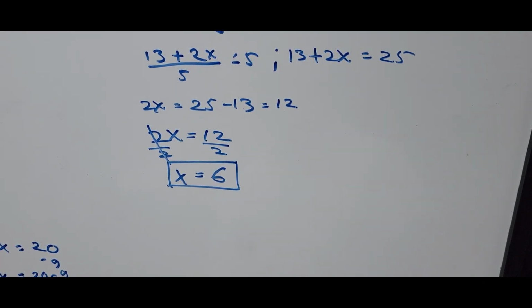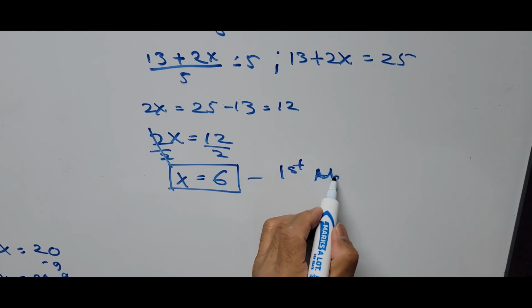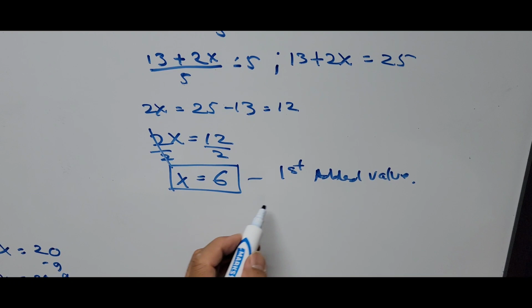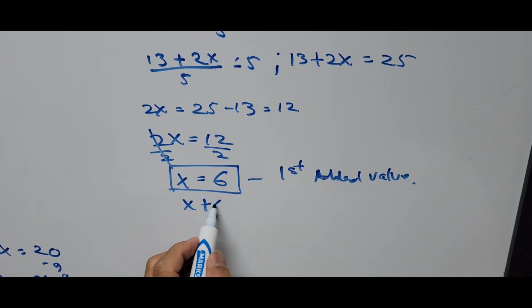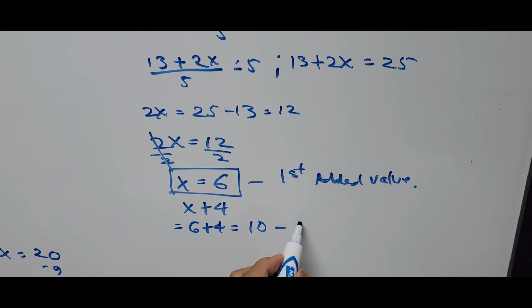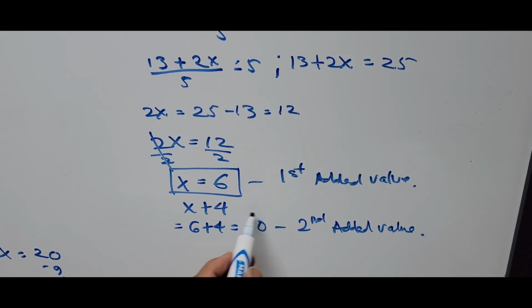And since the second value is 4 more than the first value, the second added value is x plus 4. This simply means that 6 plus 4 equals 10. So that's the second added value. Alright, so we have 6 and 10.